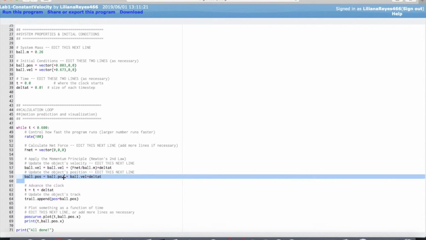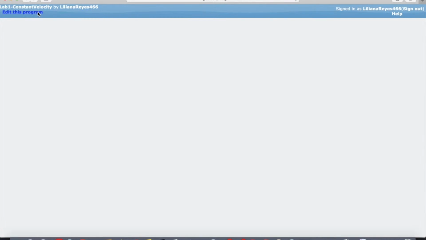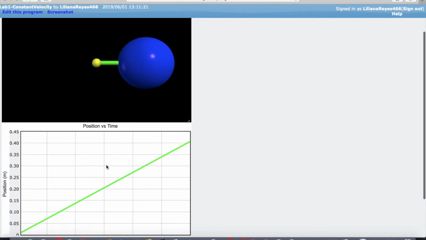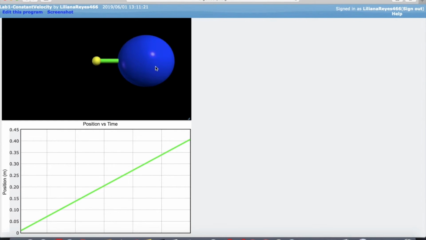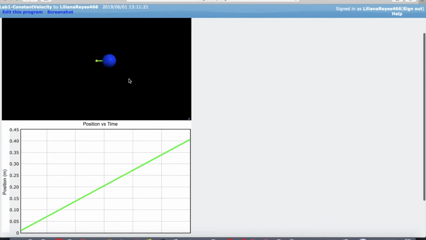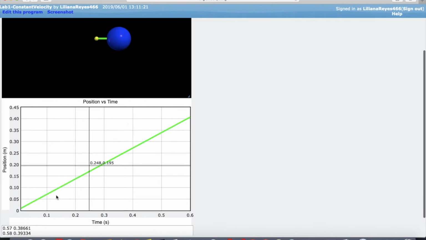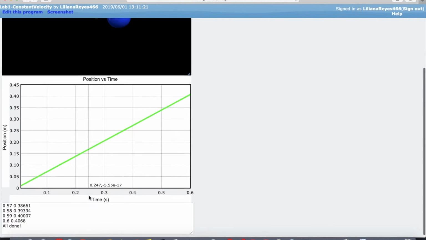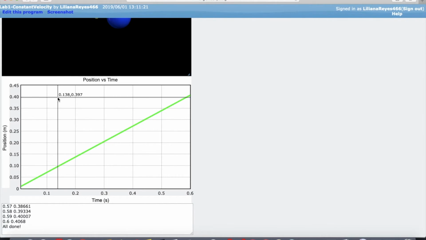We also update our position. We start with our initial ball position, and we update that by adding our ball velocity times delta t. Now we will run the code and see where our data takes us. As you can see, it is moving in the positive x direction, and we also have a positive slope that is linear and constant.